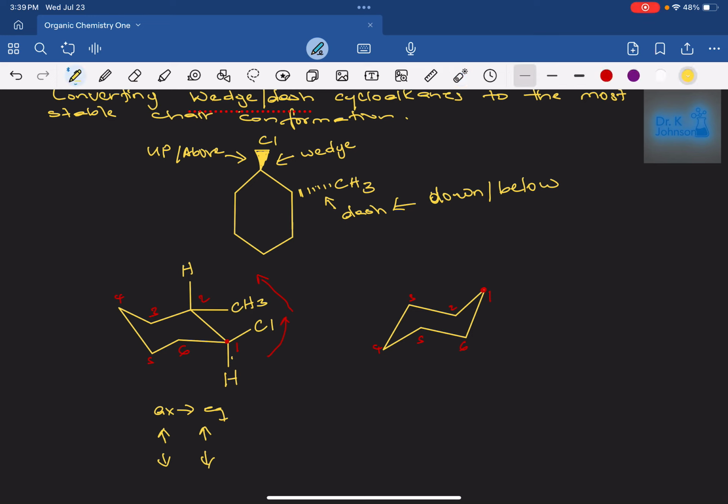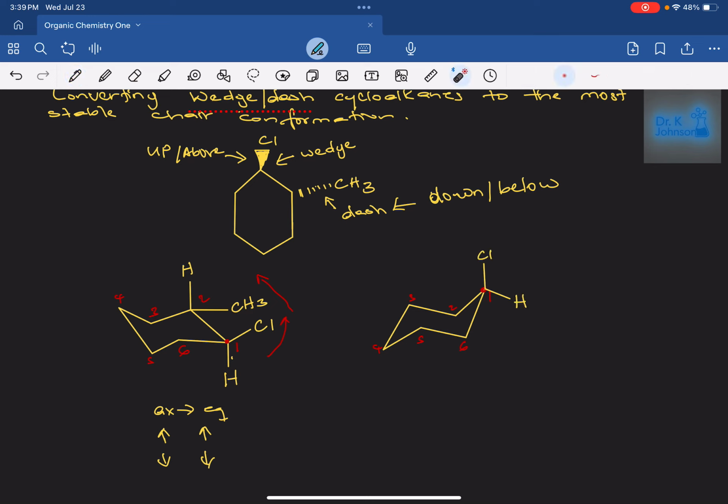All you have to do first is put the bonds on this carbon here. So let's put our bonds in. The axial bond will point up here because the lines meet pointing up, and the equatorial bond is down. So I know my Cl is equatorial up here. If it's up, it's going to stay up, but instead of equatorial, it becomes axial.